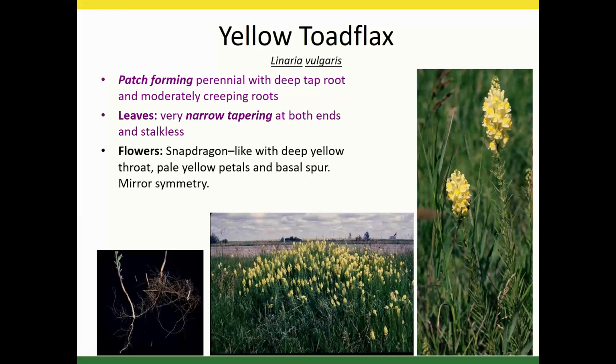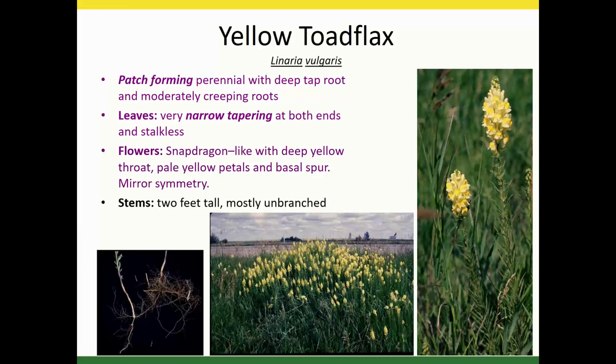The flowers, again, are snapdragon-like, so very similar to the Dalmatian toadflax flowers, except for the coloration. And the distinction here is that yellow toadflax will have a deep yellow throat rather than orange, and it'll have pale yellow petals instead of bright yellow petals that you find on Dalmatian toadflax. And it also has that basal spur as well, and the mirror symmetry.